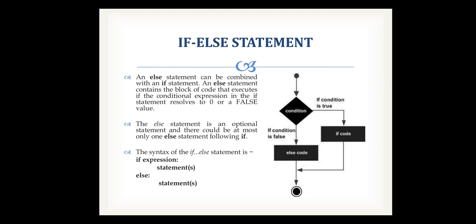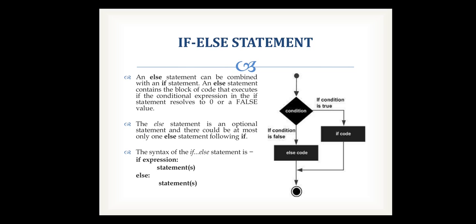Next is the if else statement. An else statement can be combined with the if statement. An else statement contains the block of code that executes if the conditional expression in the if statement resolves to 0 or a false value. The else statement is optional, and there can be at most only one else statement following an if.